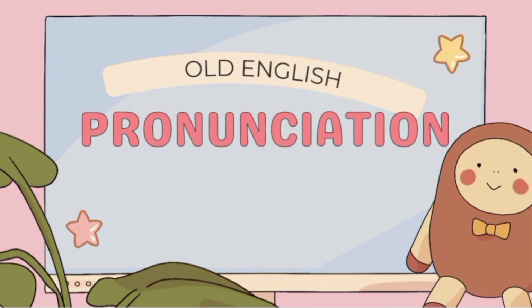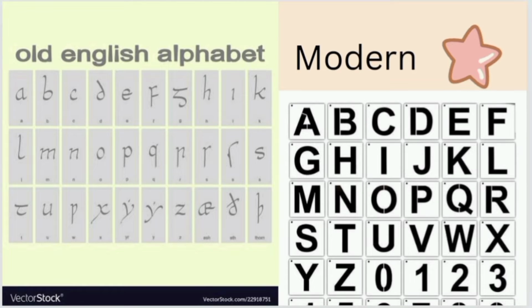In the modern English alphabet, we have 26 letters from A to Z. Likewise, back then in Old English, we also had 26 letters. But the difference is that there is no J, V, W, and Z. Instead, there are additional letters like wynn, thorn, eth, and ash.